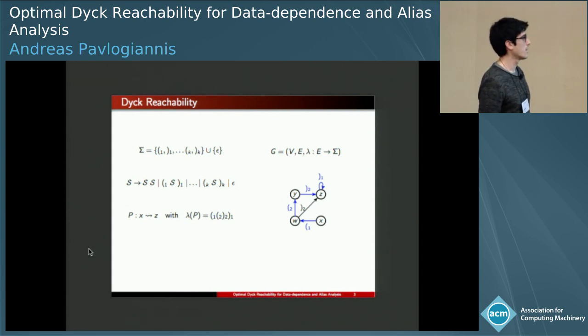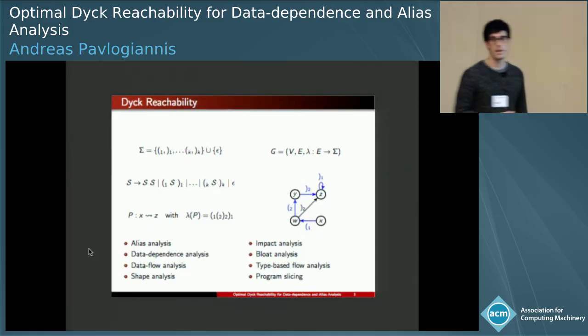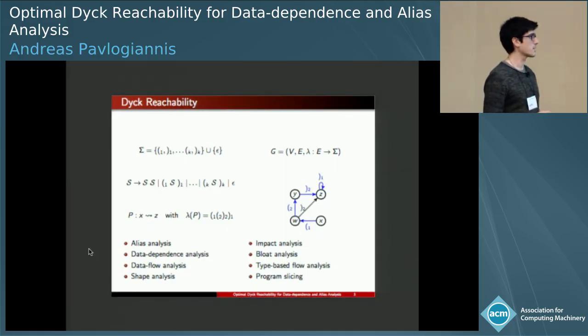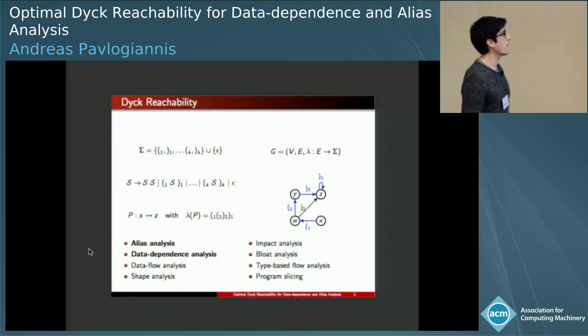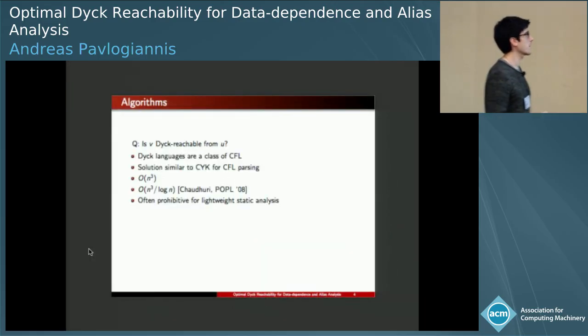Right? And this is used as the algorithmic basis for a wide range of static analysis. In this talk, I'm going to focus on the first two, alias and data dependence analysis. So fine, this is an important problem. What's the status of it?